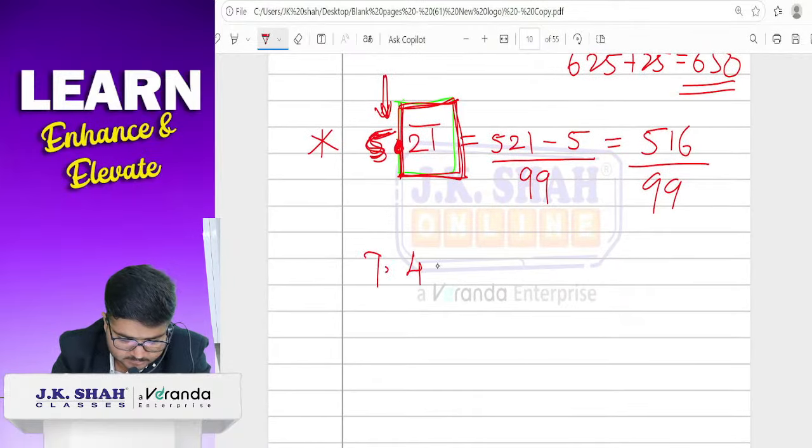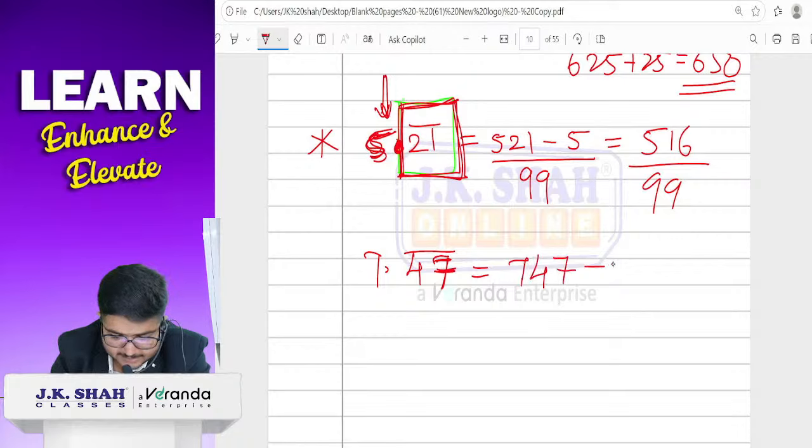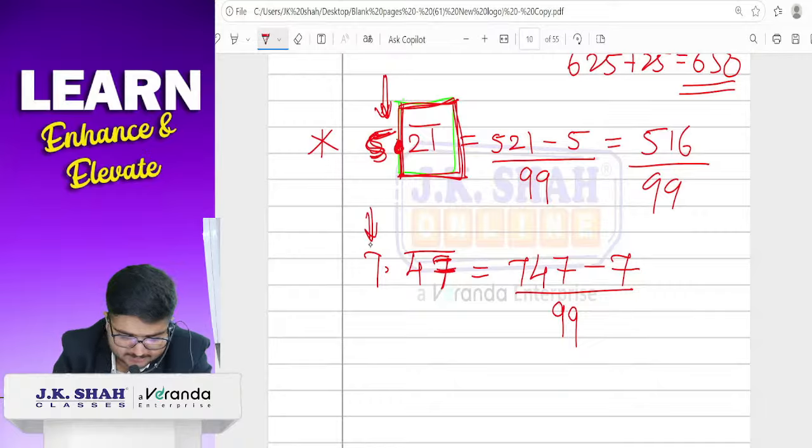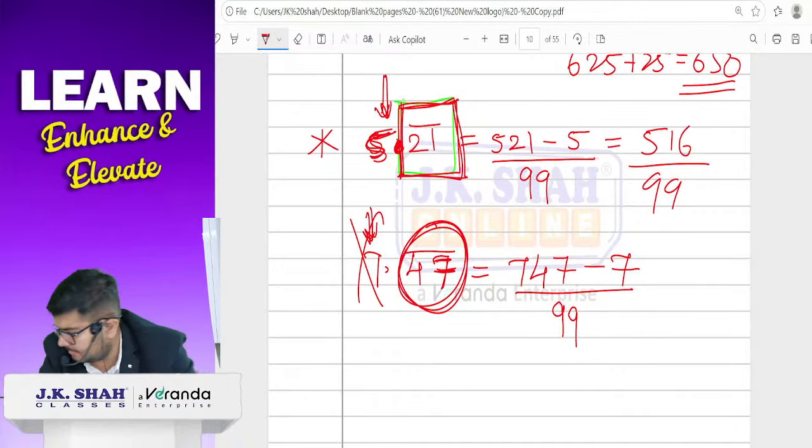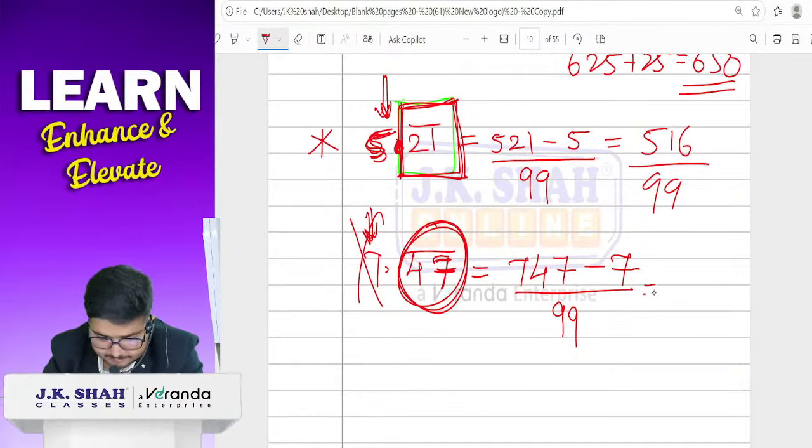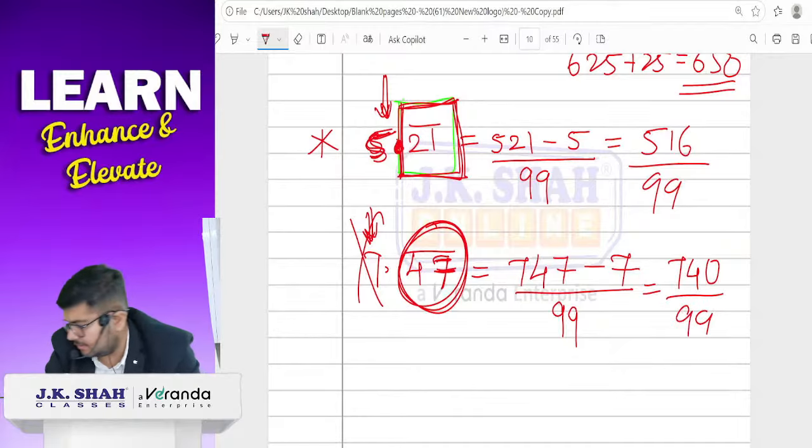7.47 bar. Now we will take 7.47 minus the non-repeating number, that is 7, this 7 upon. How many numbers are repeating? 9. Sir, how many numbers are not repeating? 7. You don't have to check this, you have to focus here only. How many numbers are repeating? 2 numbers, so I'll put 2 9s. So the answer of this is 740 upon 99. You can check in your calculator.